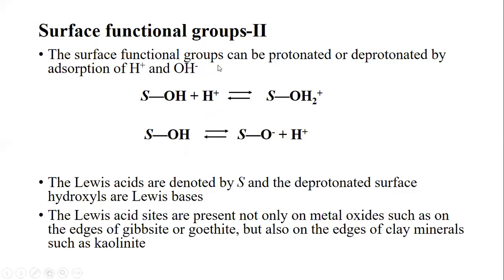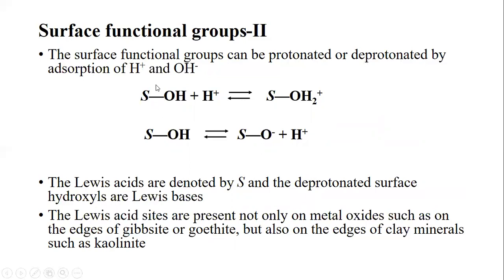The surface functional groups can be protonated or deprotonated by adsorption of hydrogen and hydroxyl ions. If you remember, I have already told you that in the soil system, protonation means the attachment of a hydrogen. Deprotonation is the loss of a hydrogen. So they can be protonated, they take a hydrogen, or deprotonated, they lose a hydrogen, by adsorption of hydrogen and hydroxyl ions.